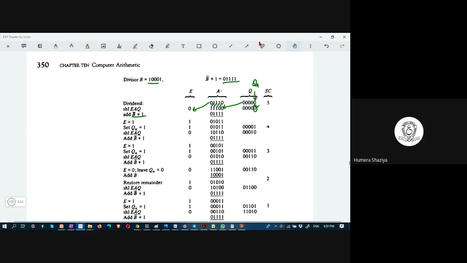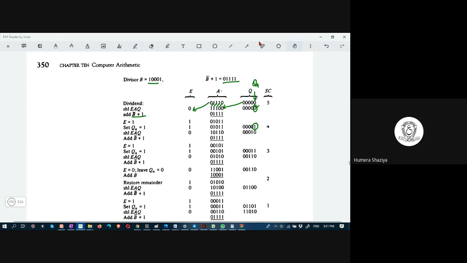Now E is set to 1. Why is E set to 1? Here we have 0, 1, 0, 1, 1. Qn is equal to 1. Qn is set to 1. And then shift left EAQ. EAQ is shifted left.